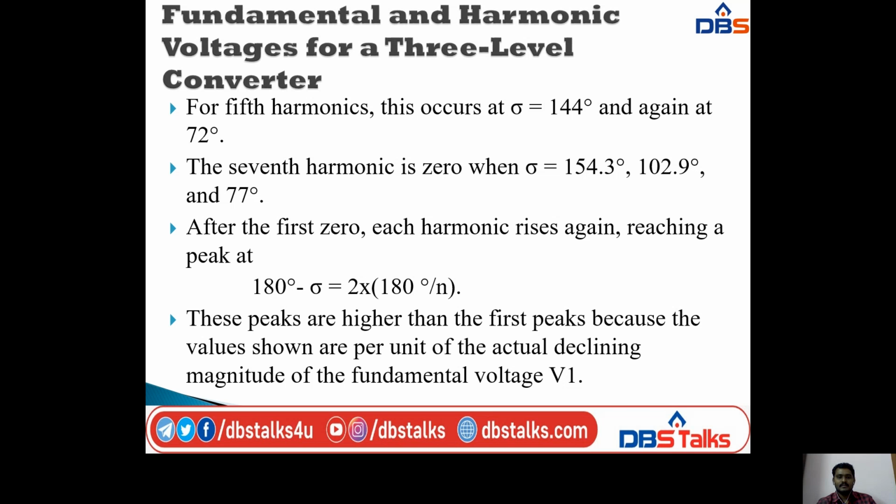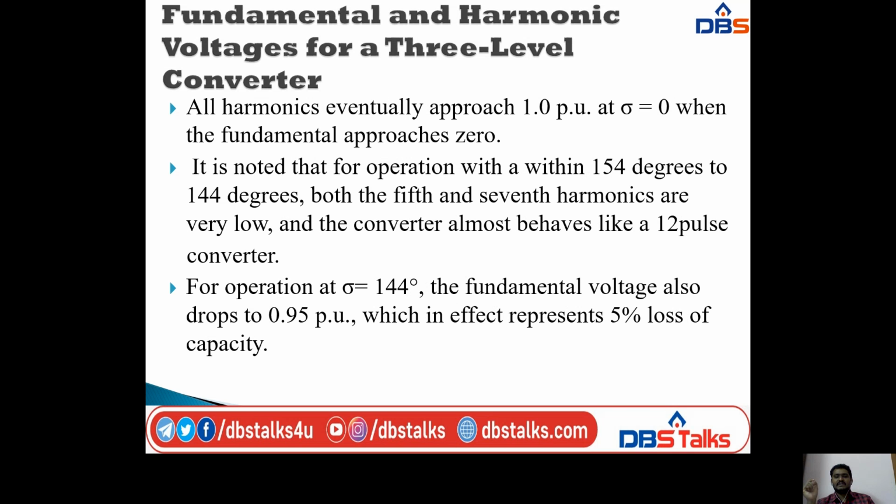Next, all harmonics eventually approach 1 per unit at sigma equal to 0, when the fundamental approaches 0. So it is noted that for operation between 154 degrees and 144 degrees, both the fifth and seventh harmonics are very low, and the converter almost behaves like a 12 pulse converter. For operation at sigma equal to 144 degrees, the fundamental voltage also drops to 0.95 per unit, which in effect represents a 5% loss of total capacity.